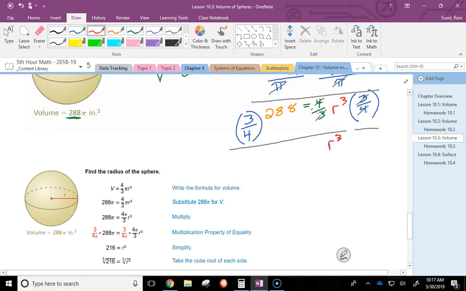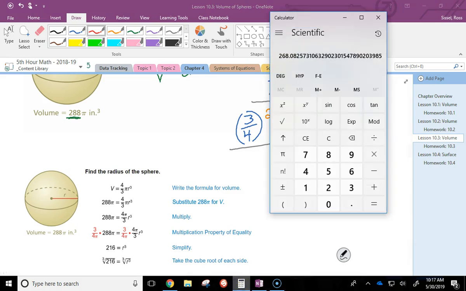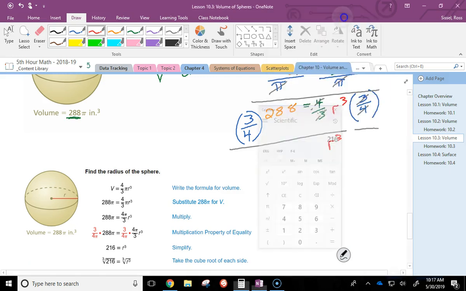But on this side, 288, I would do 288 times 3, and then I would divide it by 4, and I get 216. 3/4 of 288 is 216. We did that again. 3 times 288, divide by the 4.